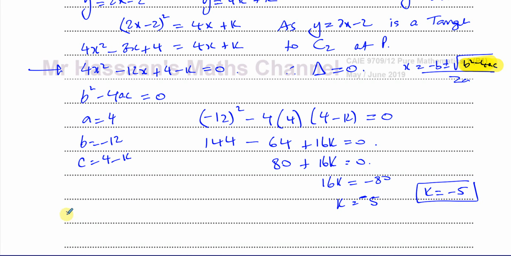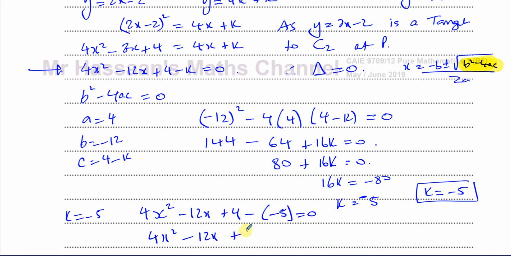So if I replace k equals negative 5 into this equation, we can find the x value of where the tangent hits the curve. So 4x squared minus 12x plus 4 minus, be careful here because this is a minus 5, so it's 4 minus minus 5 equals 0. So you have 4x squared minus 12x plus 9 equals 0.